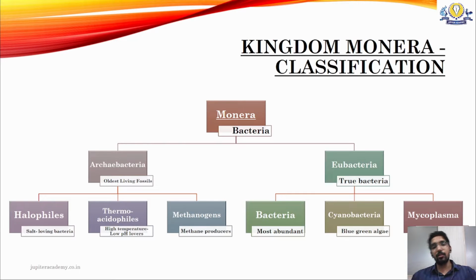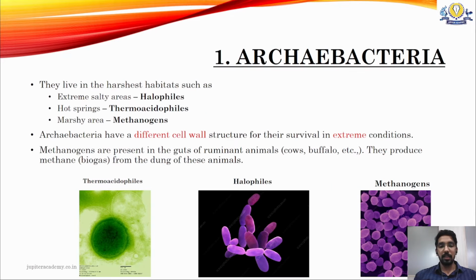Then we have the Eubacteria, which are nothing but true bacteria. Archaebacteria is again divided into three groups, which are halophiles, thermoacidophiles, and methanogens. More about them we'll see in the next slide. And Eubacteria are divided into three groups: the bacteria, which are the most abundant, cyanobacteria and mycoplasma. So let us look into each of these groups in detail.